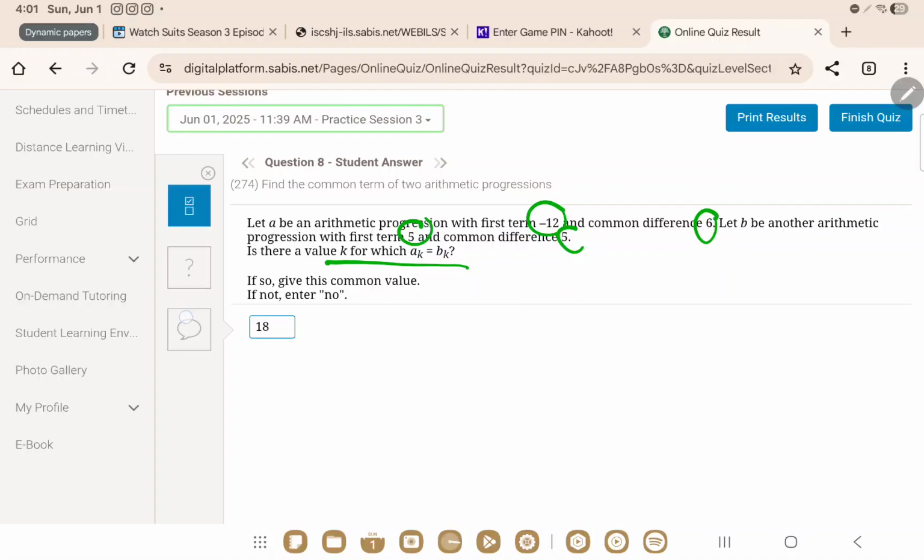Let's write our equation A. So it's negative 12 plus the difference, common difference is 6, so 6 into K minus 1, because they told us to name it K. Now, this is also the same as plus 6K minus 6. So it's 6K minus 18.